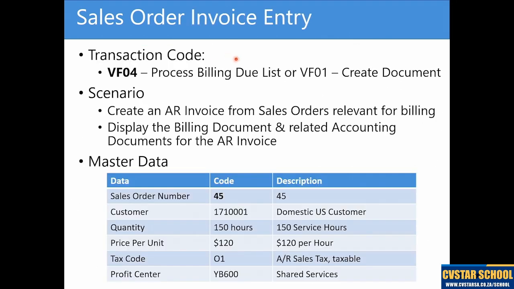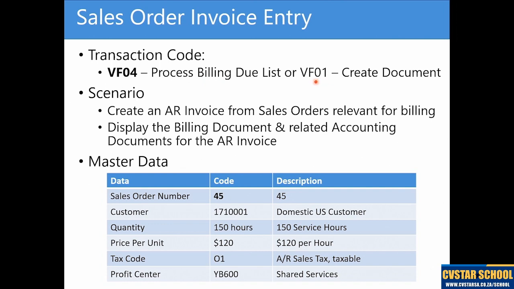So now that you have learned to navigate a sales order and get your orientation, understanding the link between the sales order itself, the billing document, and then the final accounting document, let's have a look at how you actually create that invoice or that billing document from the sales order. The transaction code we're going to use here is VF04. This is to be able to process what's called the billing due list, or to create mass processing of billing documents. VF01 can also be used if you just want to create a single document.